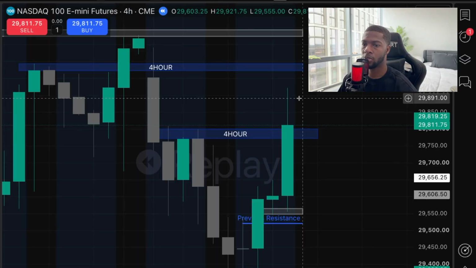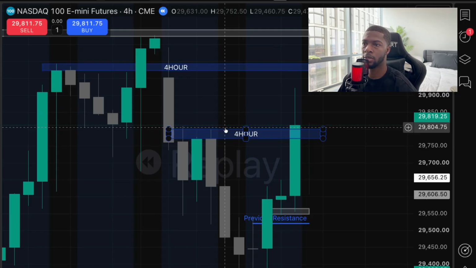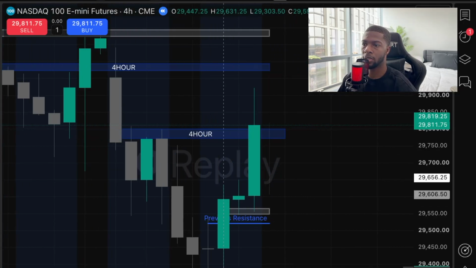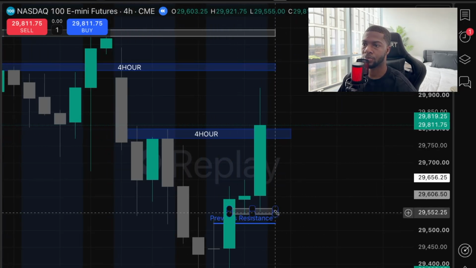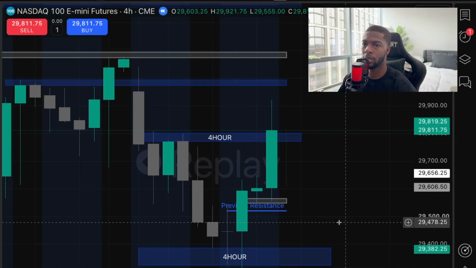All right, so we started off on a 4-hour. I marked up where I saw some key levels. This was a key level. Here's a key level. I saw a key level down here. I also saw a key level down here. It'll make a little bit more sense when you see the 1 hour.